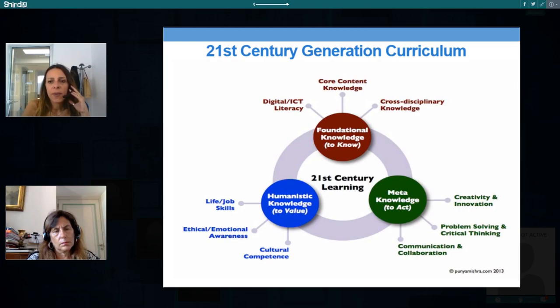Okay, and as a consequence, our school curriculum must be wider than in the past. This is just an example, but we have digital ICT literacy, core content knowledge, cross-disciplinary knowledge, humanistic, so starting from foundational knowledge, which is sort of the core of the learning, then humanistic, so ethics, knowledge, values, meta-knowledge, which are the 21st century skills. Of course, school curricula, teachers and educators have to take into account this new world, so this wide range of areas and dimensions, and so it's a really demanding task for our students.